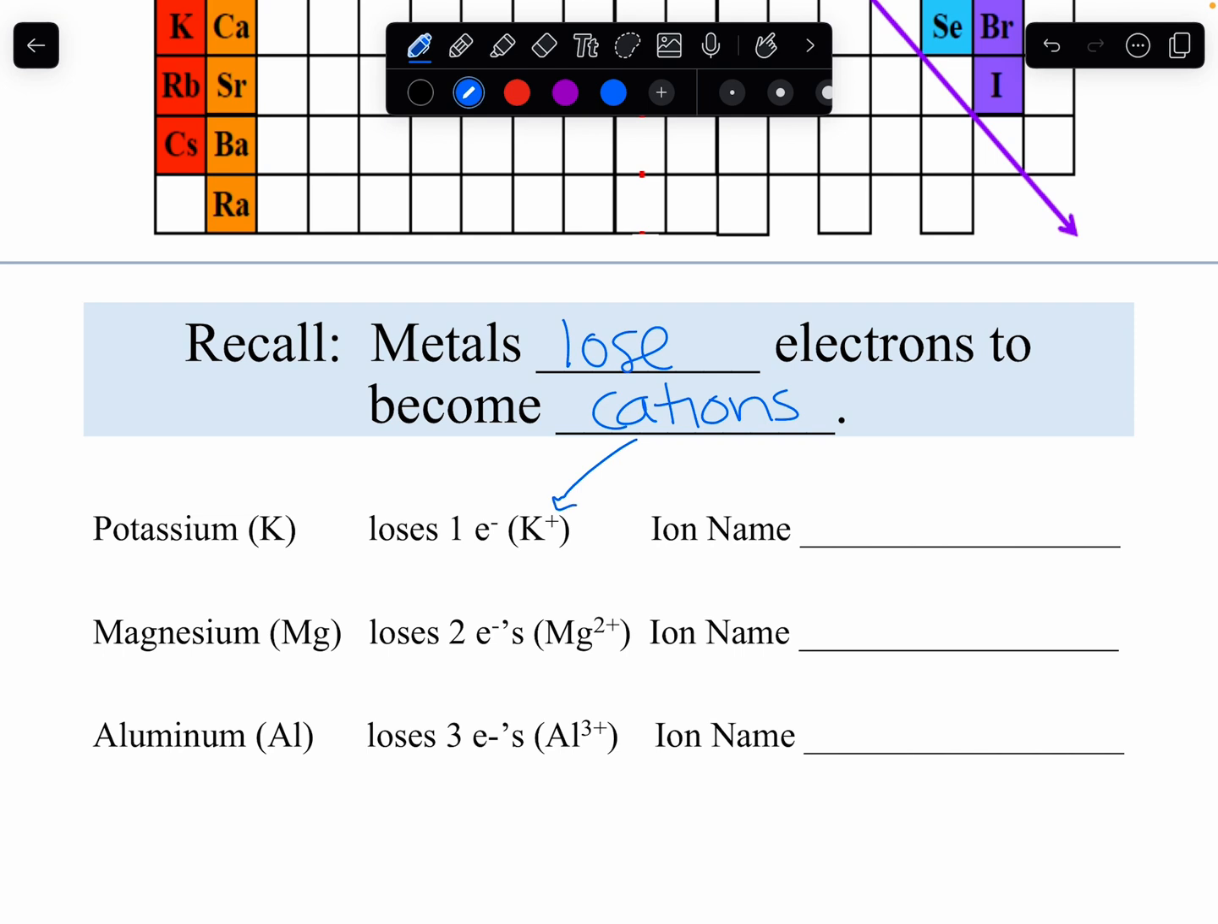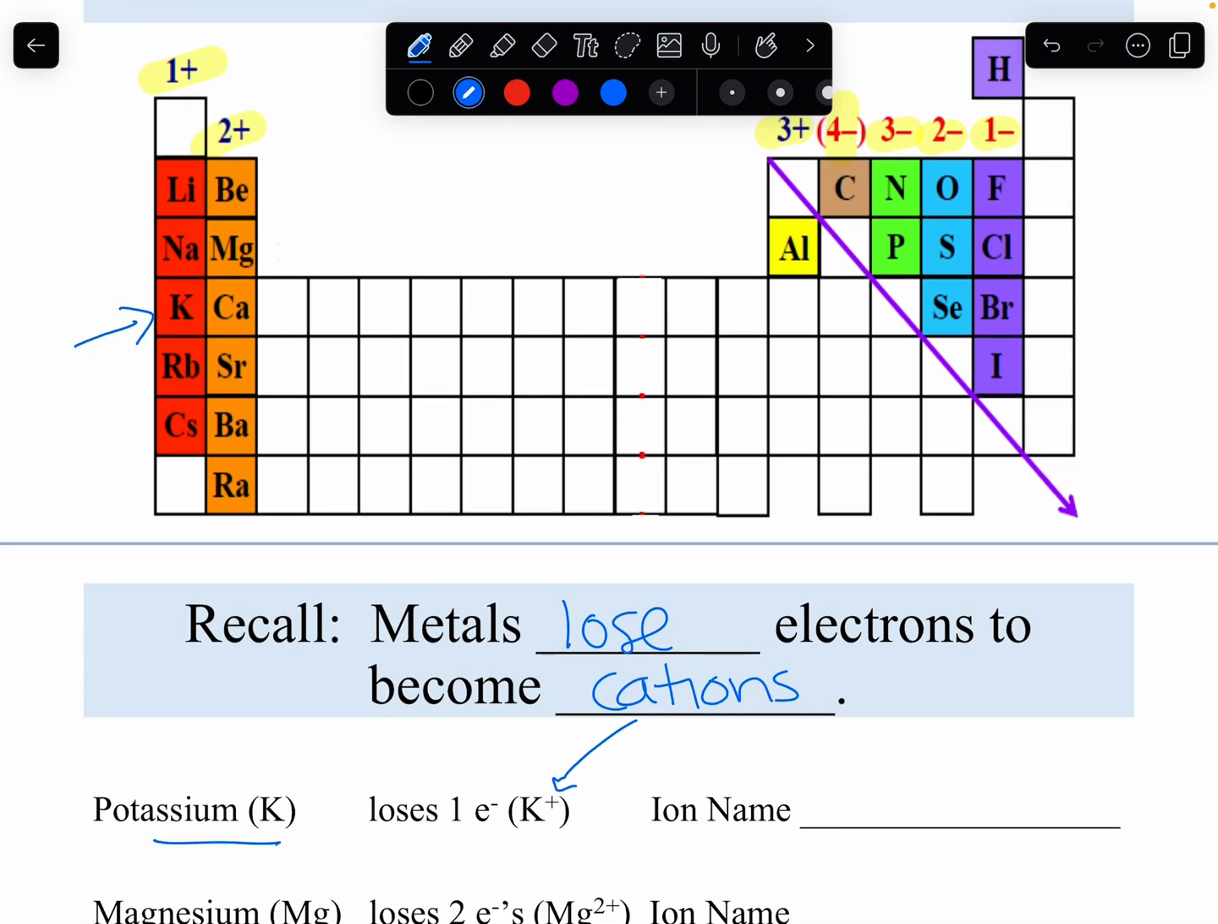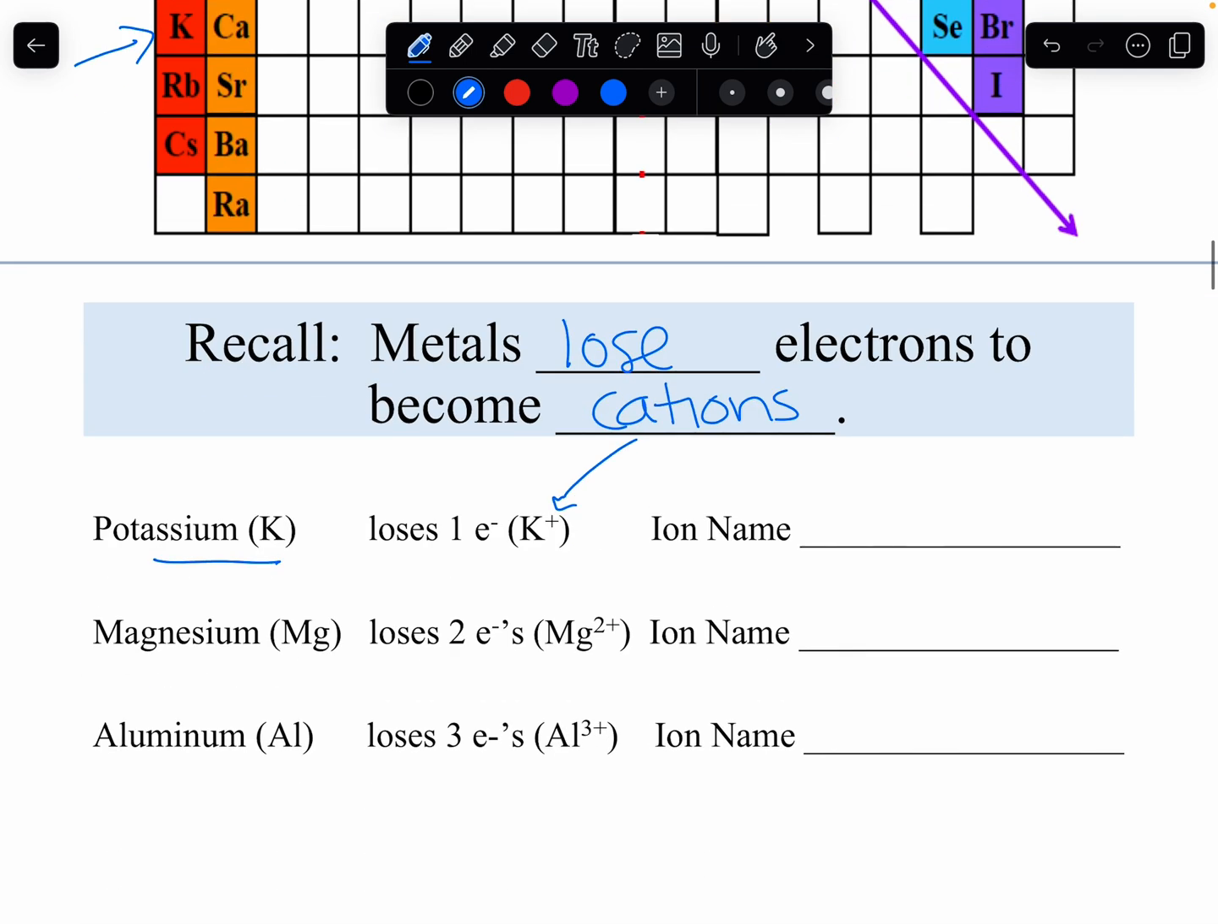Cations have positive charges. You can see the positive there. So we are looking at potassium, and potassium is K. Again, a review. You can see potassium here. It is in the group 1 column, so we are going to see that +1 charge. That means it loses 1 electron. We call this potassium ion. So it becomes an ion. This is the atom, and this with the plus sign is the ion.